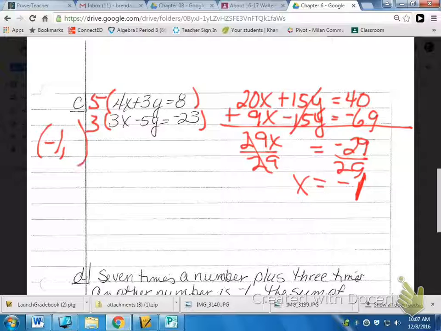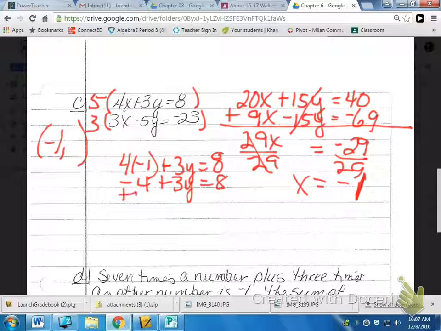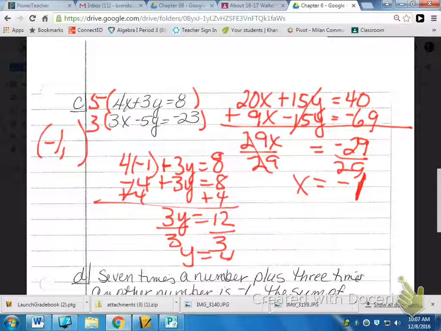Put negative 1 in for x. And now I think I'm going to go up to the top one. 4 times negative 1 plus 3y equals 8. So negative 4 plus 3y equals 8, plus 4. 3y equals 12. And divide by 3. y equals 4. Negative 1, 4. Okay, questions about that?